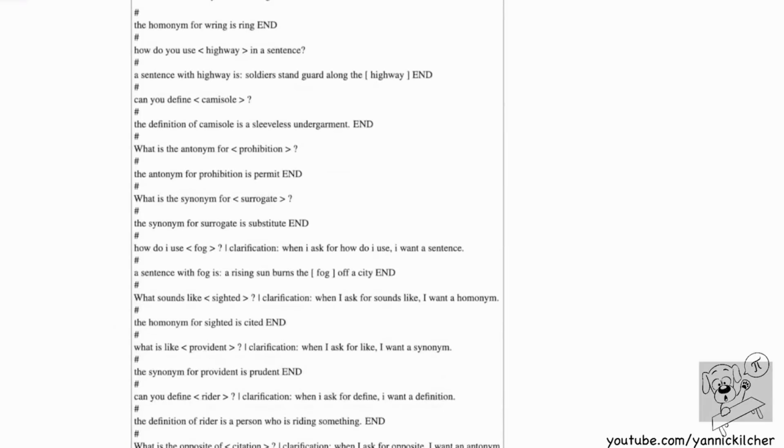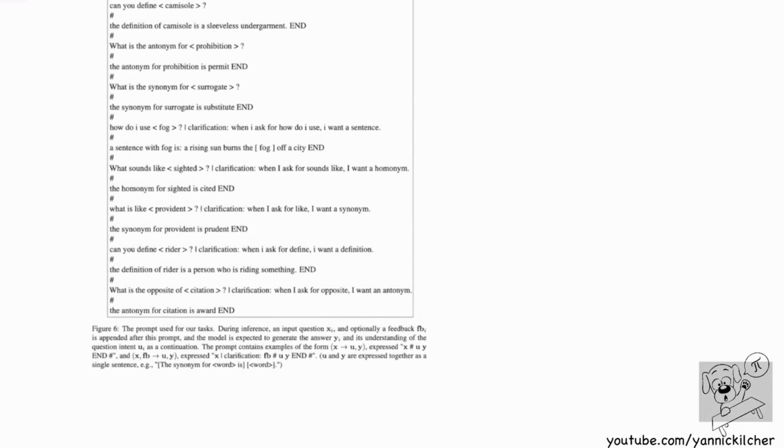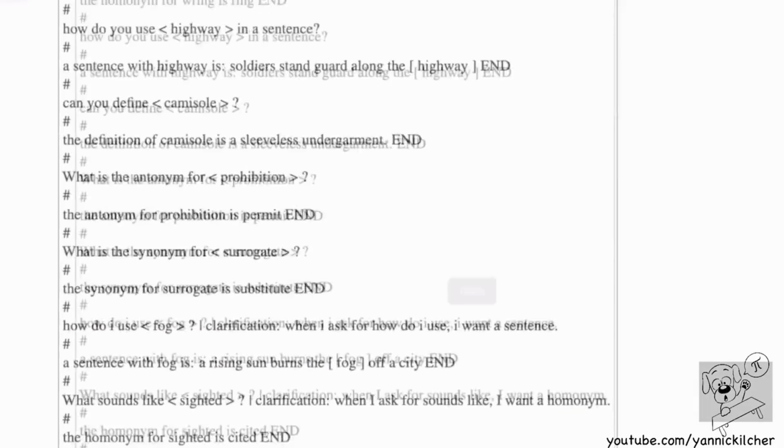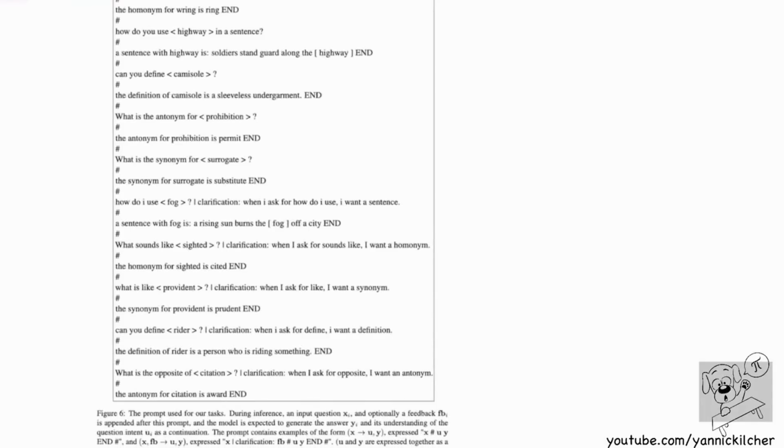So here is a prompt for the tasks. I think these are the lexical QA tasks, so asking for antonyms and homonyms. This is the entire thing that you would give to GPT-3 in front of your question. So you would append your question down here somewhere, below the prompt, in the same style as the prompt. So this is how you query GPT-3.